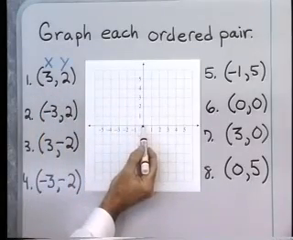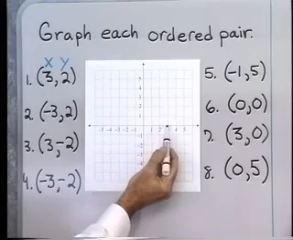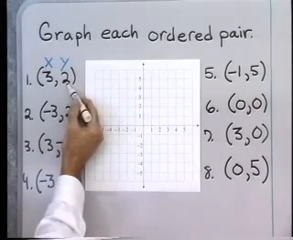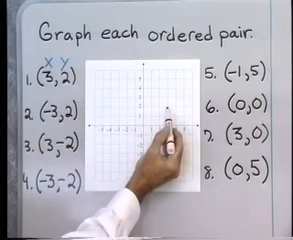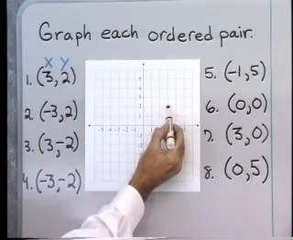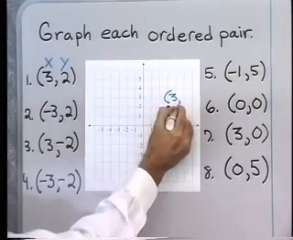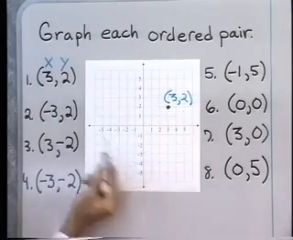So I start here at the origin and I move 1, 2, 3 units in the positive x direction. Now my second number is 2, and that tells me to move 2 units in the y direction, vertically. The point where I end up is the graph of the ordered pair 3, 2. Go on to my next one.